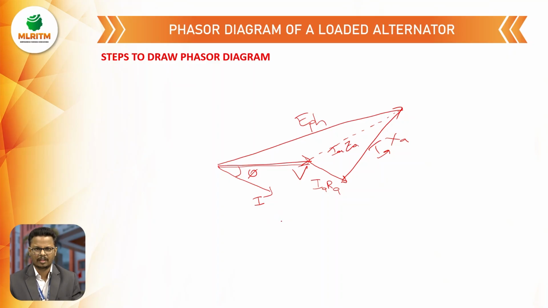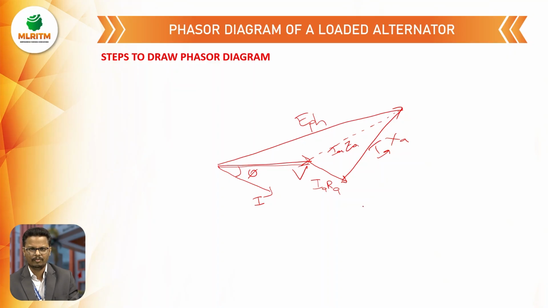If it is a capacitive load, it has a leading power factor, so the current will lead the voltage. For example purposes, here we consider the inductive load, that is lagging. After considering this load, now we have to draw the voltage drops. One is the IaRa drop. This IaRa drop is parallel to the current.